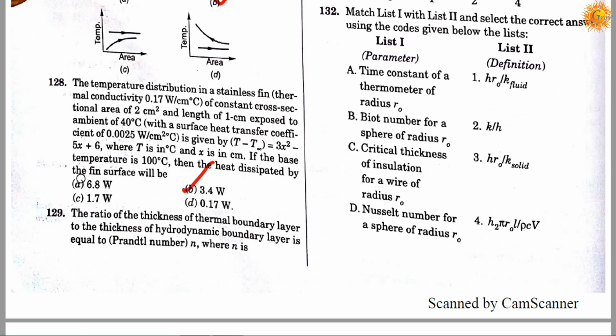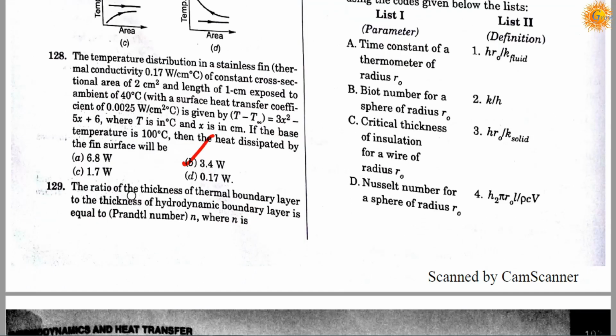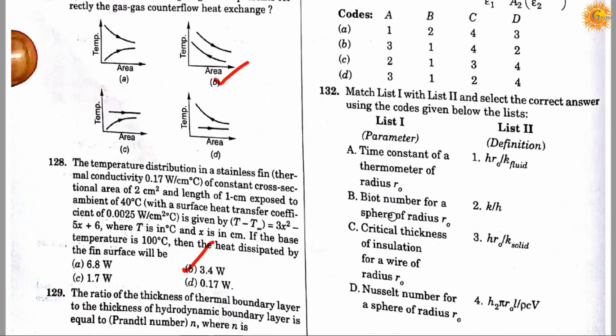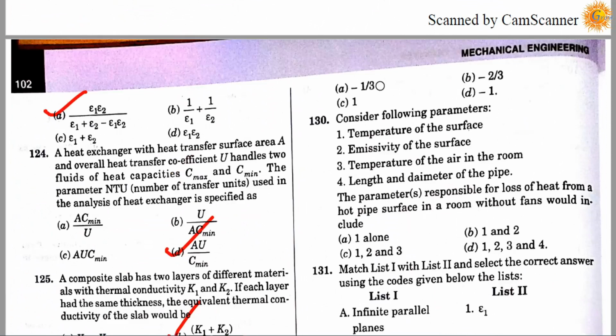Question number 129. The ratio of the thickness of the thermal boundary layer to the thickness of the hydrodynamic boundary layer is equal to Prandtl number to the power n, where n is: option A, minus 1 upon 3. Option B, minus 2 by 3. Option C, 1. Option D, minus 1. So the correct answer is A, minus 1 upon 3.